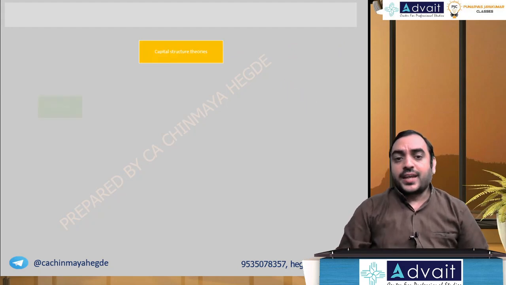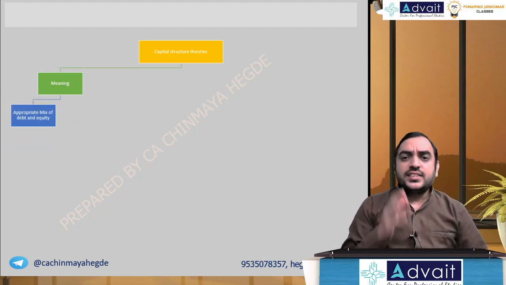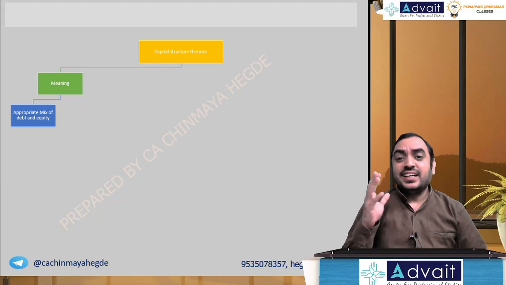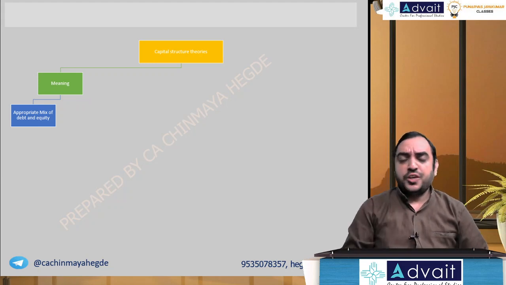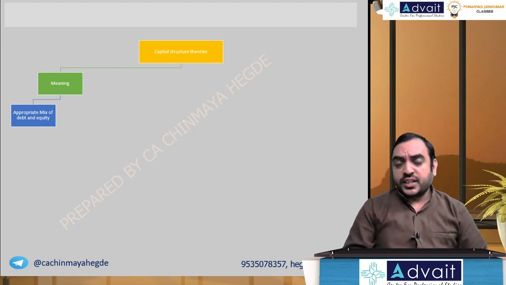Okay, now capital structure theories is trying to tell you what is the impact of taking debt on the value of the firm. You know the basic concept, objective of financial management, wealth maximization. If company takes loan, is it good for the company or bad for the company?